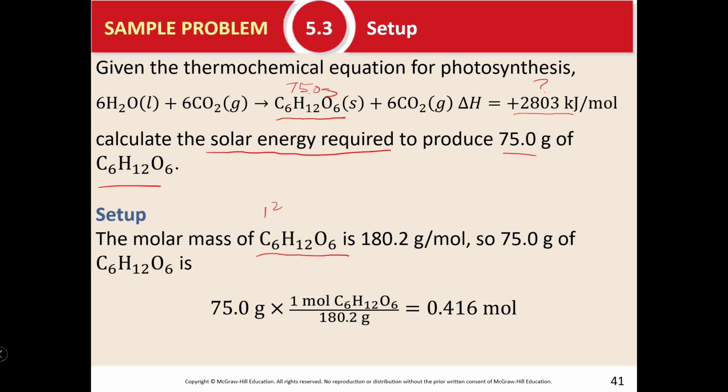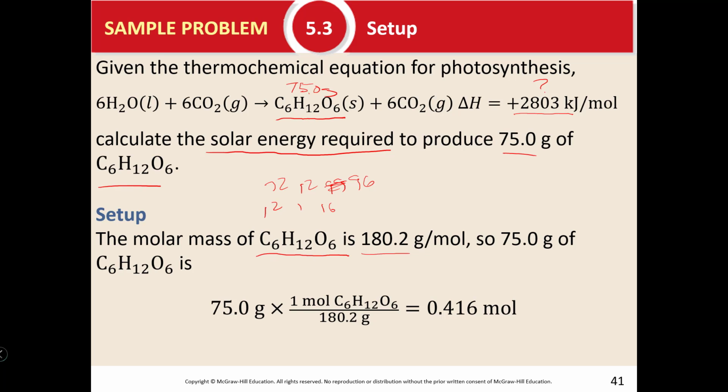6 times 12 is 72. And then we have 12 times 1, which is 12. And then 6 times 16 is 96. And if we add 72 and 12, that's 84, and 84 plus 96 equals 180. So there it is: 180.2 grams per mole is the molar mass of this sugar.